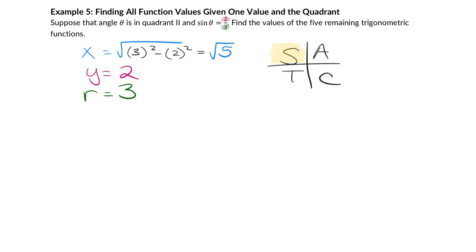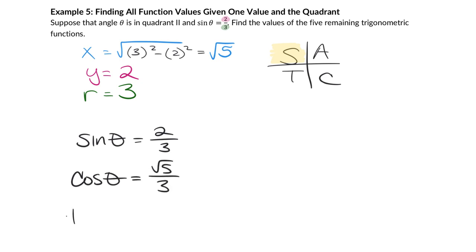So we have to remember now that since we're in quadrant 2, 4 of the 6 trig functions are going to be negative. So if we start to list them, we have sine of theta is 2/3. We were given that one. Cosine of theta would be square root of 5 over 3. And tangent of theta would be 2 over square root 5, but then you have to change that to what? 2 radical 5 over 5, yes.